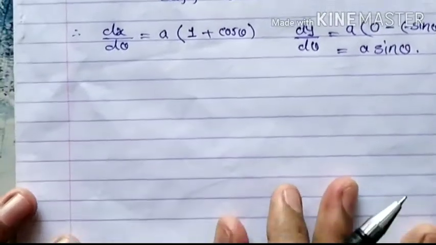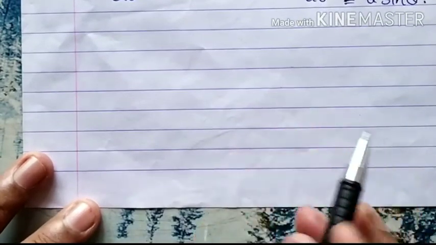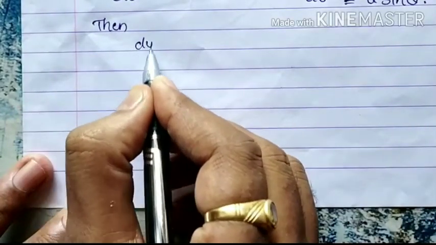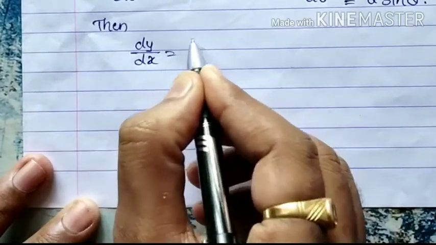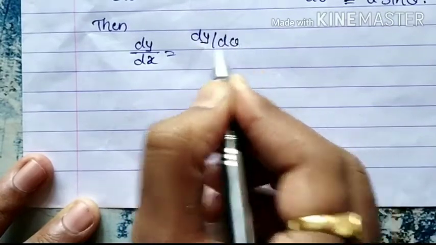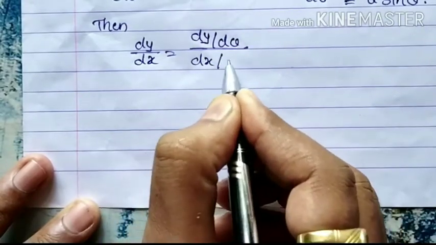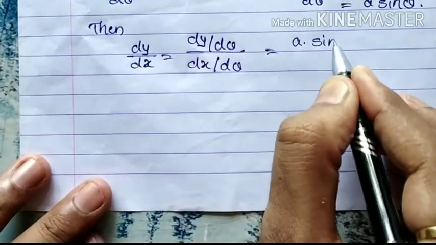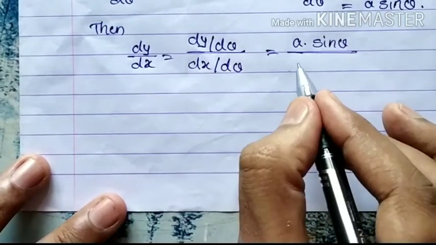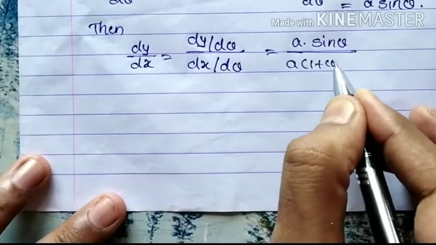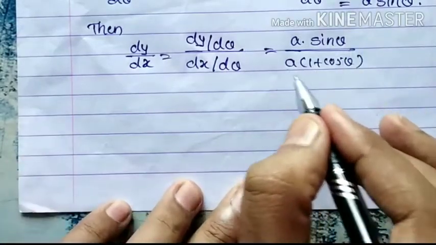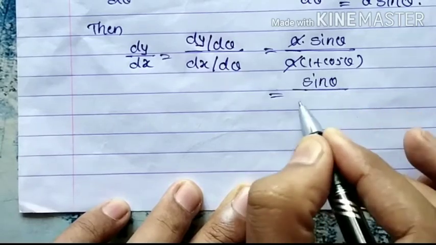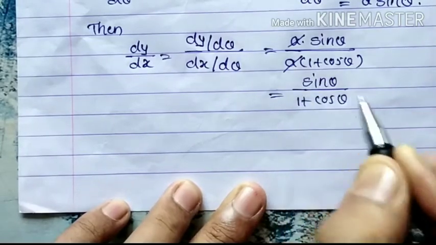So we get the derivative of x with respect to theta and of y with respect to theta, and then we have the derivative of y with respect to x by the formula: the derivative of y with respect to theta divided by the derivative of x with respect to theta. This is equal to a into sine of theta, which is the value of dy by d theta, over a into 1 plus cos of theta, which is the value of dx by d theta. a will be cancelled, so the answer is sine of theta divided by 1 plus cos of theta.